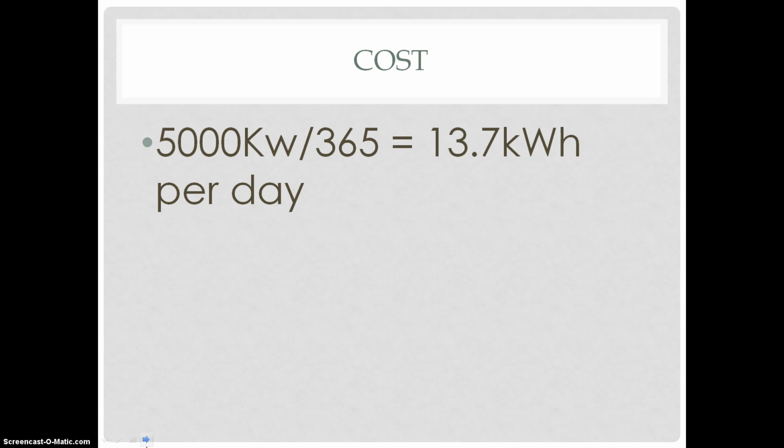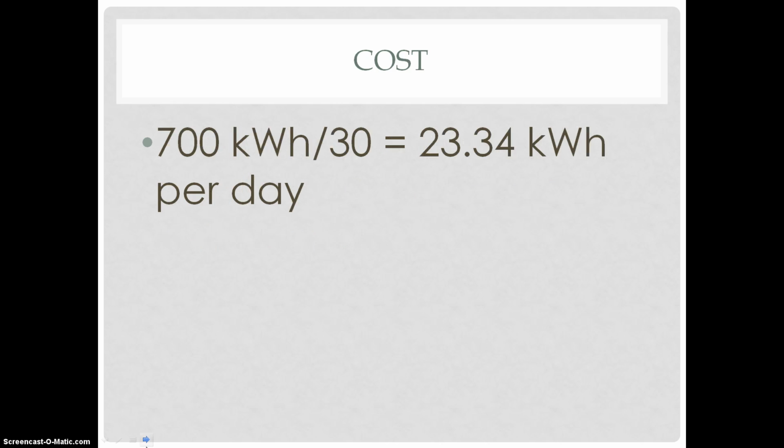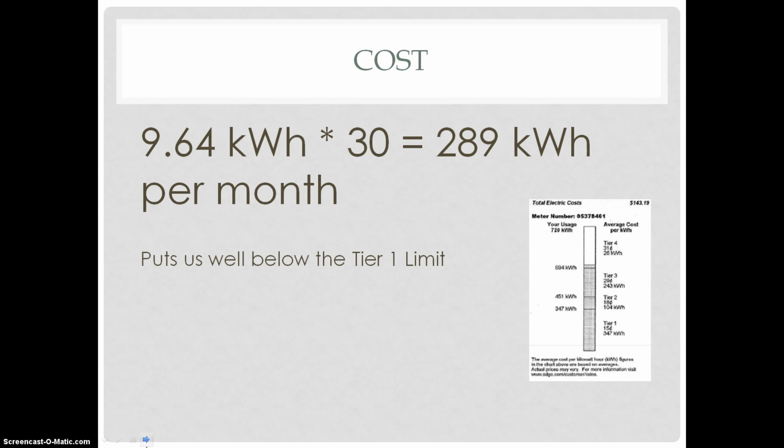5,000 kilowatts divided by 365 days gives me 13.75 kilowatts per day. The average monthly electrical usage is about 700 kilowatts per month in my home. 700 kilowatts divided by 30 days gives me 23.34 kilowatt hours per day. That leaves me with a remainder of 9.64 kilowatt hours per day. 9.64 kilowatts times 30 days is 289 kilowatt hours per month, which is well below the limits for Tier 1.